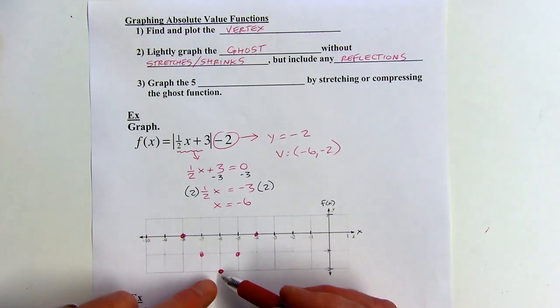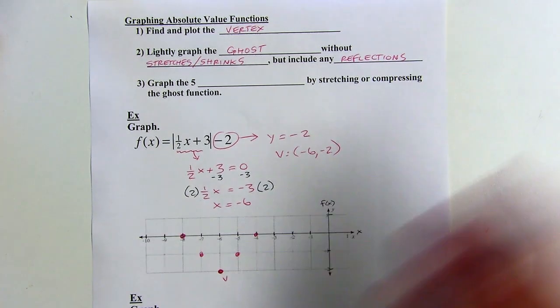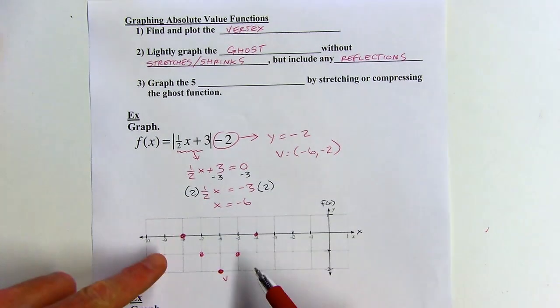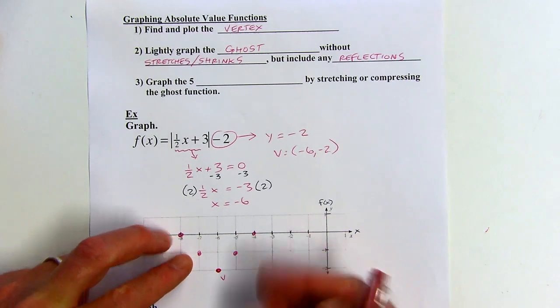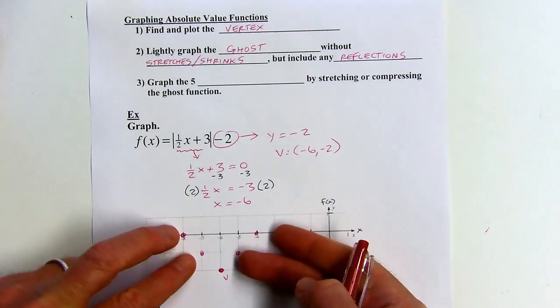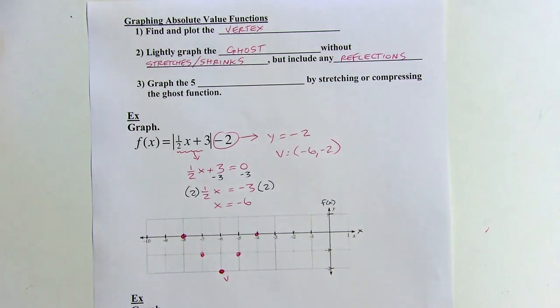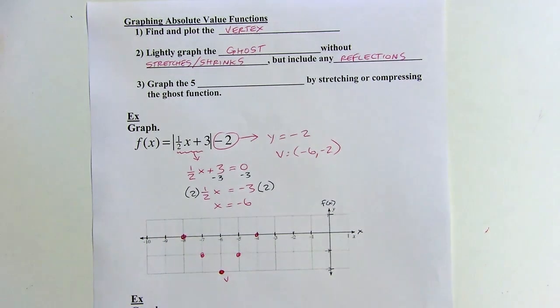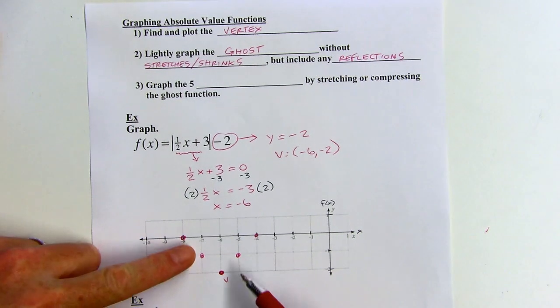So I often just plot the points. You could do little dashed lines or draw it lightly with pencil or something like that. We're not finished with this yet, but it helps to have these points in place because the vertex stays put and we're going to do the stretch or shrink on the other points. Okay, so these points are going to move with a stretch or a shrink. So the hardest part of this is to move those and get them in the right spot.